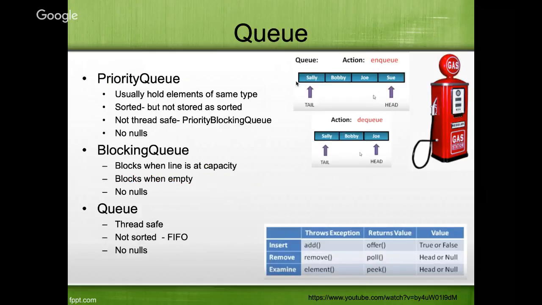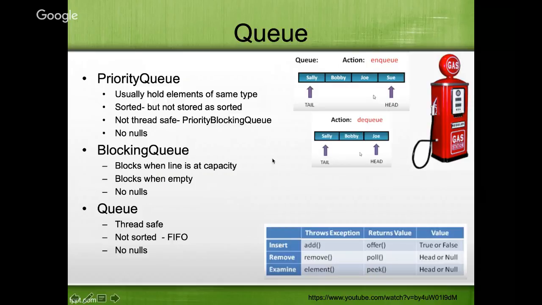The queue. All right, let's look at this picture over here. Let's just imagine getting gas. Sue is at the head, so she's first, then Joe, Bobby, and Sally, and there's the tail. To get in line, it's enqueue, and to get out of line, you're being dequeued. So Sue in this situation was dequeued to the gas.